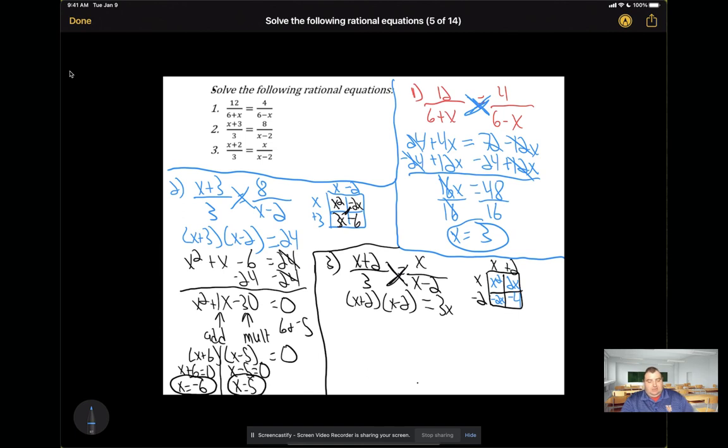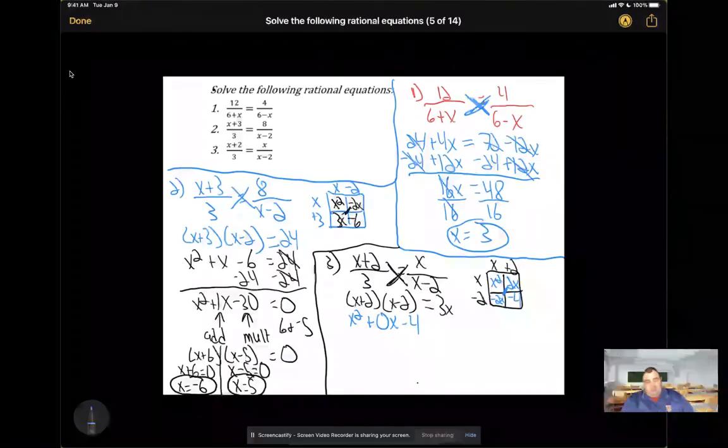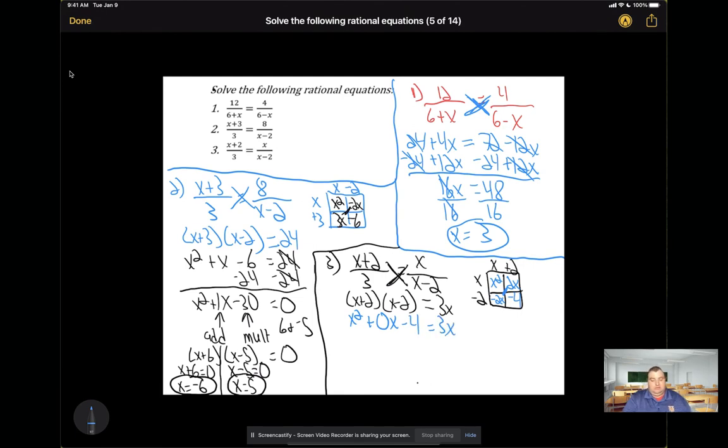And if I put that together, I'm going to end up with x squared, and then this diagonal is negative 2x and positive 2x. That's going to combine to 0x, right? X squared plus 0x, and then minus 4 equals 3x. So I have x squared plus 0x minus 4 equals 3x.